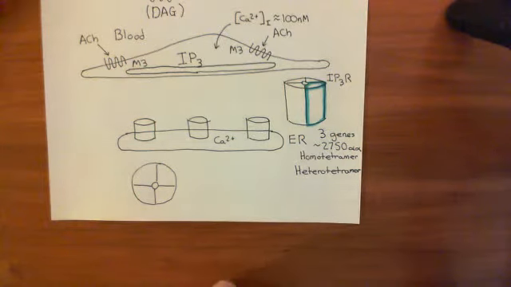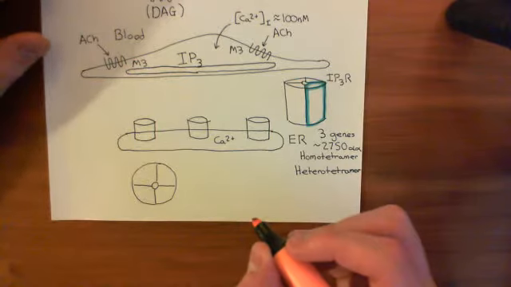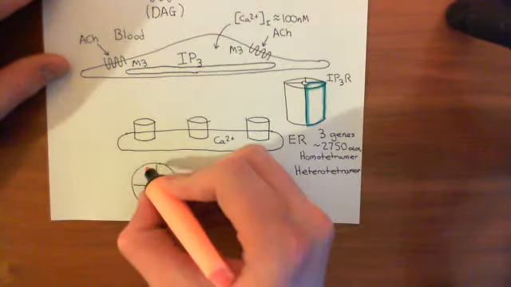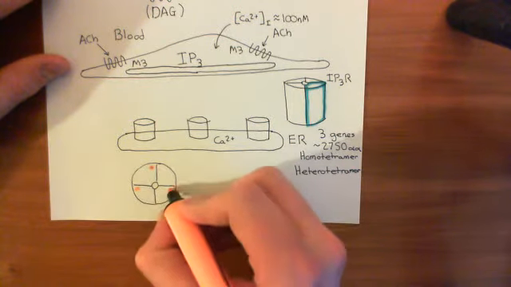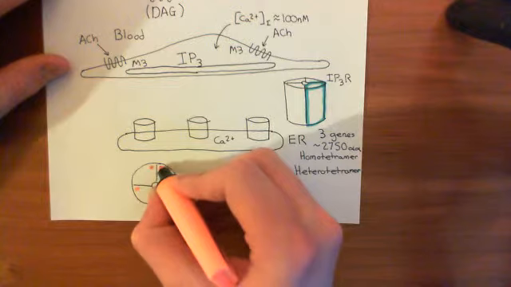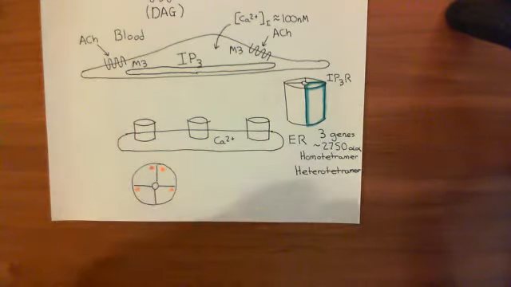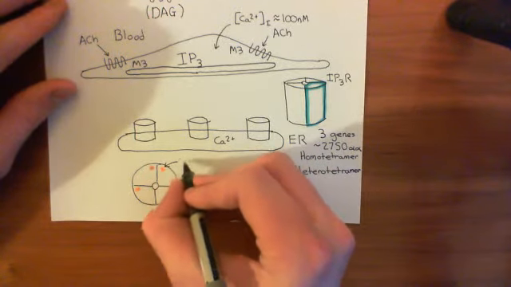Okay, so the theory is this, that before IP3 has bound to the IP3 receptor, every single one of these subunits of the IP3 receptor has what is known as an inhibitory calcium binding site. So these are all inhibitory calcium binding sites, these orange things. So this is an inhibitory calcium binding site.